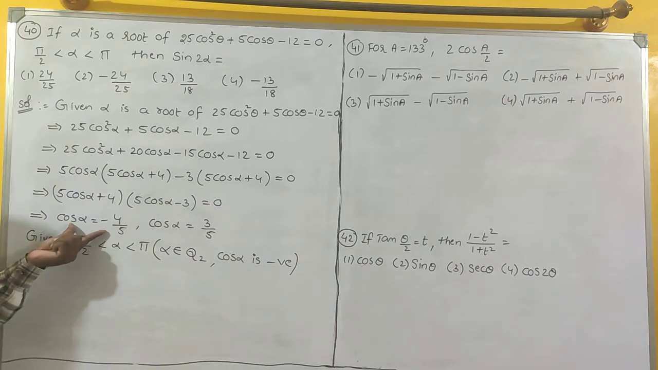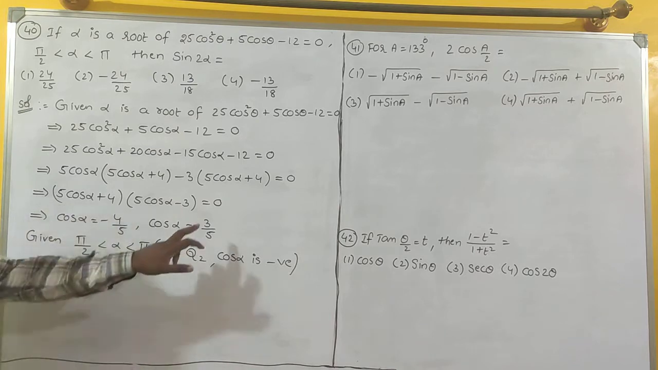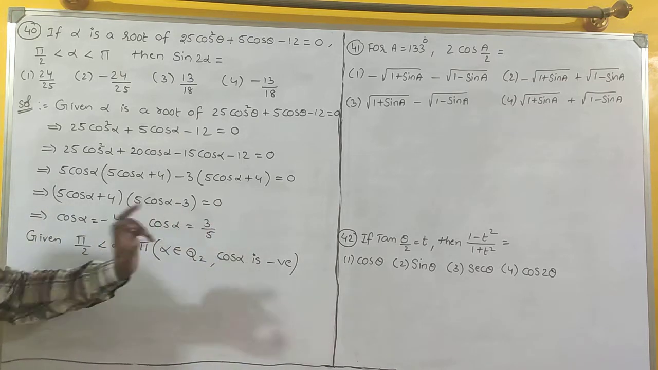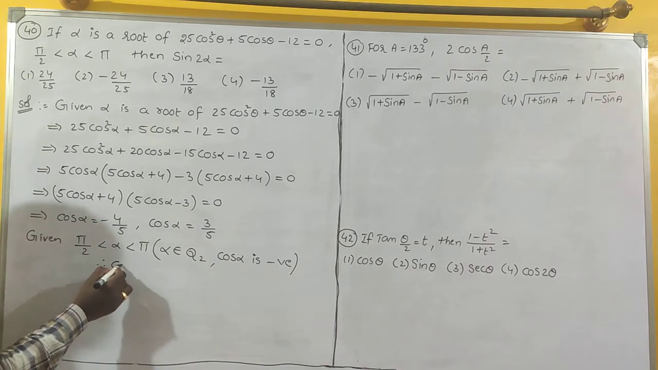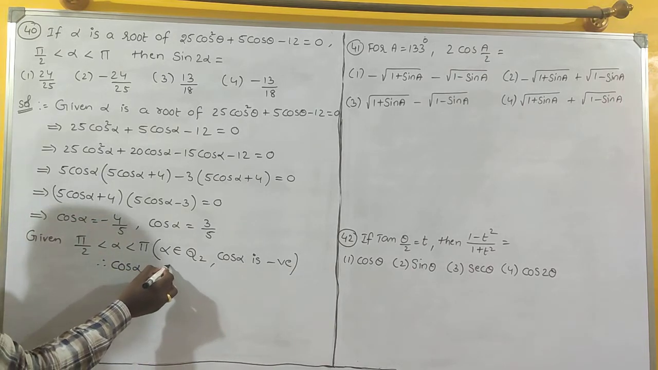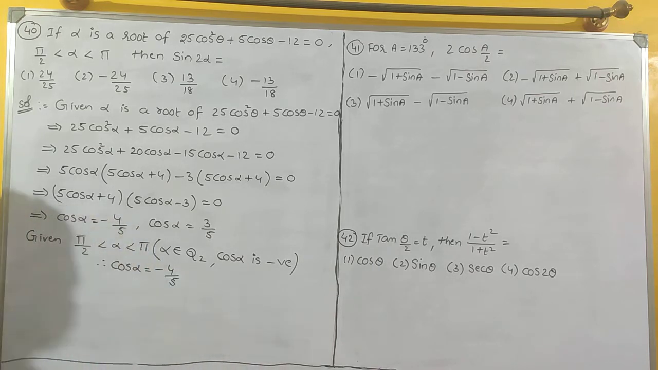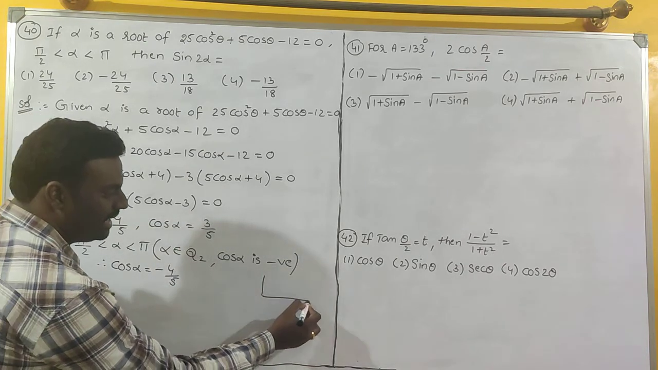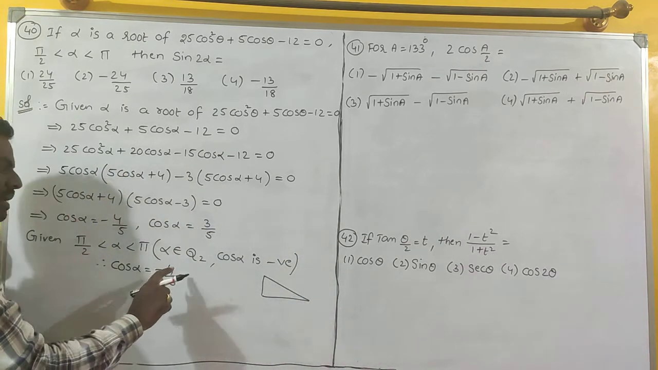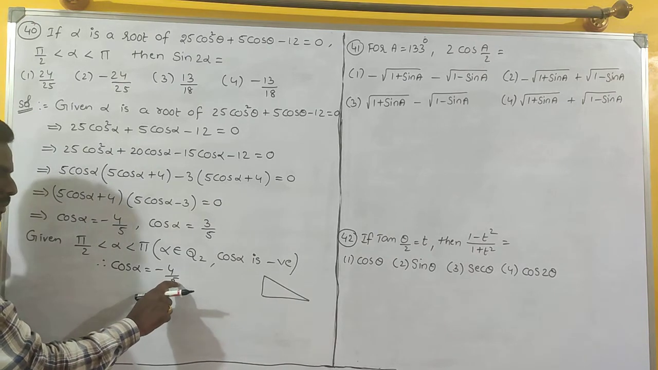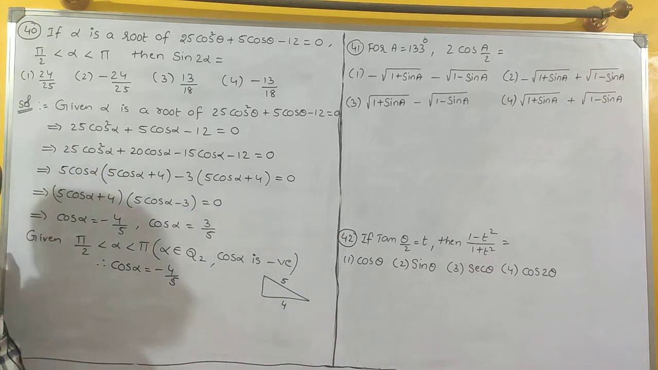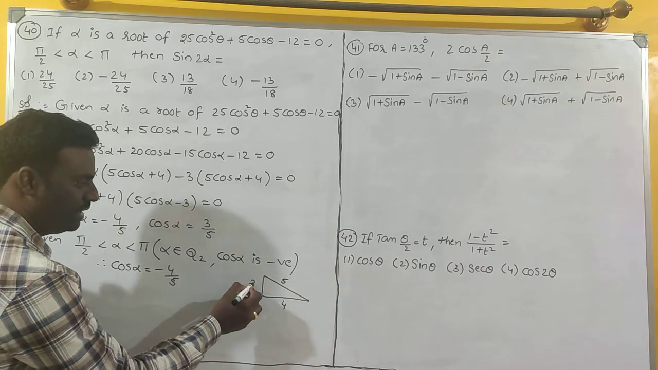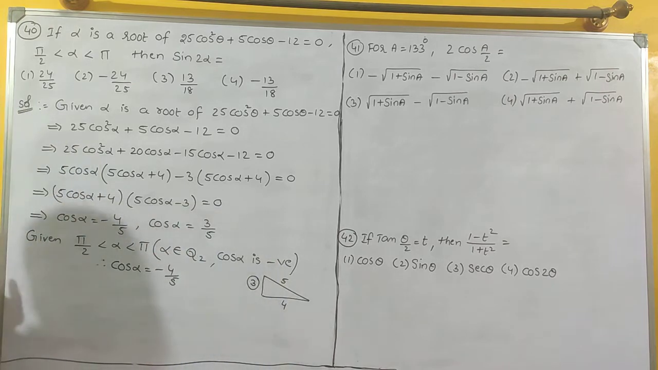Negative means in these two, which value do we need to take? Don't take 3 by 5 because 3 by 5 is positive. We require negative, therefore cos alpha is equal to minus 4 by 5. Cos formula is, if you take a right angle triangle, adjacent side by hypotenuse. If you apply Pythagoras theorem, then you will get the other side, that is 3.